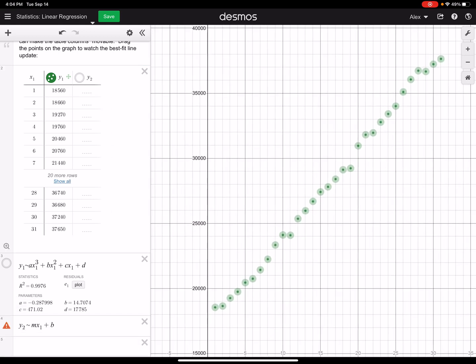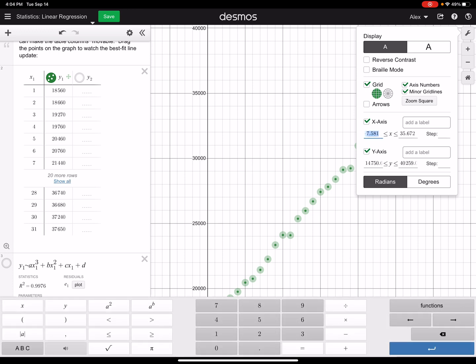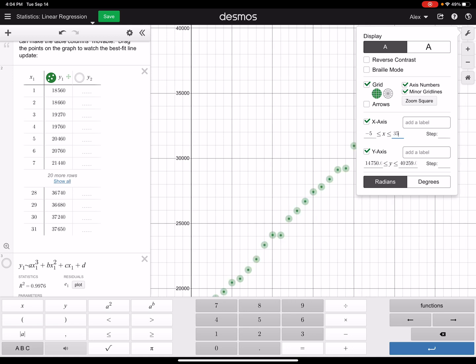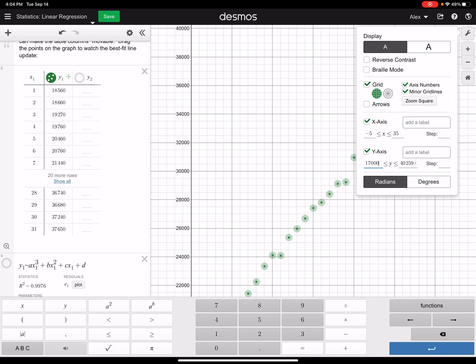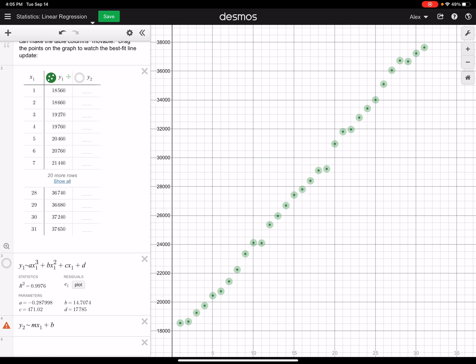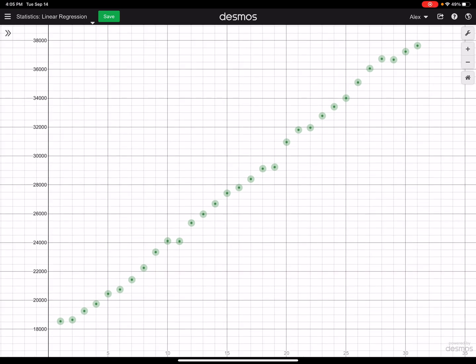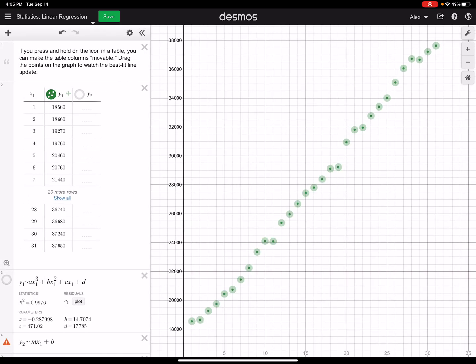If you don't see them, then you need to go to the wrench right here and go to the x-axis. Look, your values are between 1 and 31, so maybe make it between -5 and 35. That gives us a good x range. For y, the lowest price is 18,500, so maybe put 17,000, and the highest price was about 38,000, so maybe put 40,000. Then press enter, and you're given this nice little plot. If you ever need to see more of the graph, you can always do that, but we want to have our data points right here.